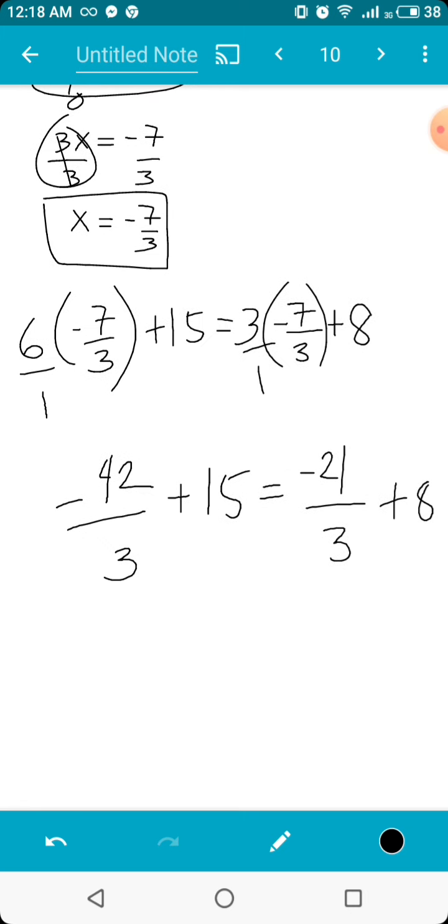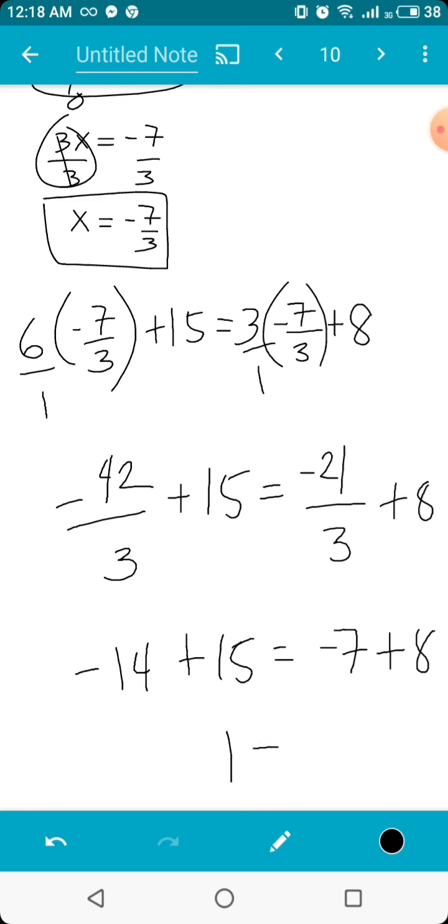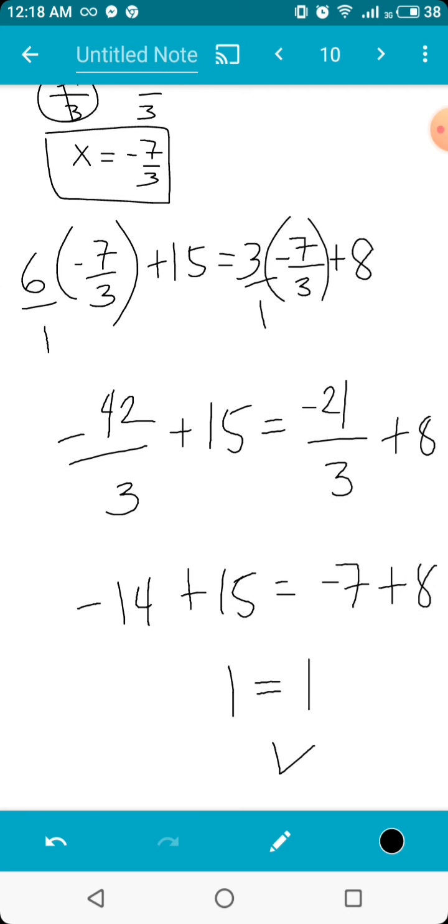Okay? So, negative 42 divided by 3, so that is, ano ba sagot? Is that 12? No. That is 14. So, negative 14. And then, bring down 15. Negative 21 divided by 3, that is negative 7 plus 8. So, negative 14 plus 15, that is positive 1. And negative 7 plus 8, that is positive 1. So, tama ang ating naging sagot. So, ibig sabihin, tama yung value na nakuha natin, which is negative 7 over 3. Okay? So, ganun lang guys if you want to check your answer.